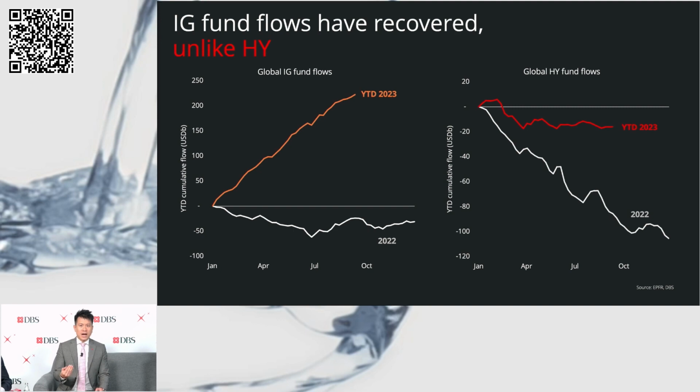But from a technical perspective, the high yield bonds, if you look at the chart on the right, the red line still shows that year to date, high yield bonds are still struggling to recover from the outflows they saw last year. So from a technical perspective, this bodes well from a demand standpoint, that investors are looking at high quality bonds as part of their income generating portfolio. And really this demand is a good technical support for this space in the next few years.